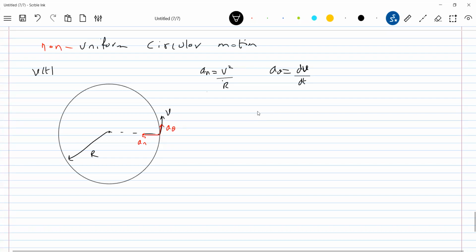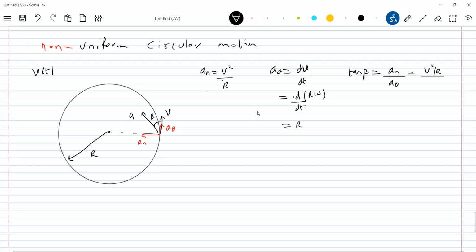The resultant acceleration, how will it be directed? Somewhere like this. And this total acceleration vector makes an angle beta with the tangential velocity. So what is tan beta? Tan beta should be equal to a n by a tangential. A n equals how much? v squared by r. And dv by dt, what can you write it as? This you can also write as r into, because v, what can you write it as?